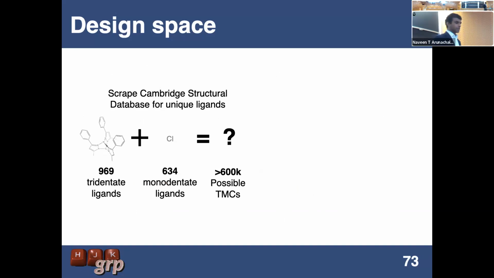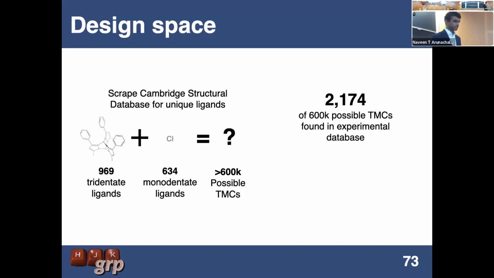So what we did is that we scraped the Cambridge Structural Database for a set of unique ligands. We found 969 tridentate ligands in this space of 3+1 complexes. We found 634 monodentate ligands. And if you multiply these two numbers, you can assemble about 600K possible transition metal complexes. And the number of these that we found in the CSD is about 2,000. So about 99.64% of this chemical space hasn't been explored experimentally.